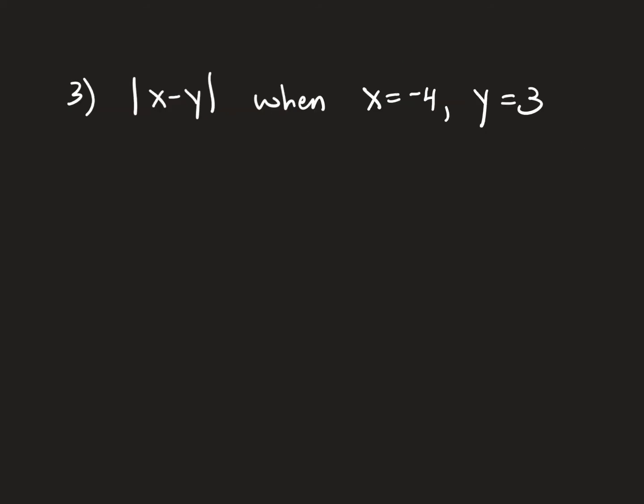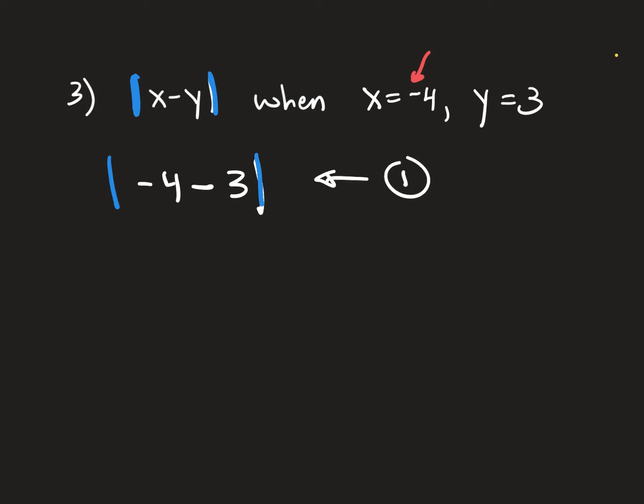In this problem, we have absolute values. You must make sure that when you're recopying, you don't leave out those absolute values. So we have an absolute value. They want us to replace x with -4, and then there's a subtraction, and then they want y to be replaced with 3. So that is your first step.